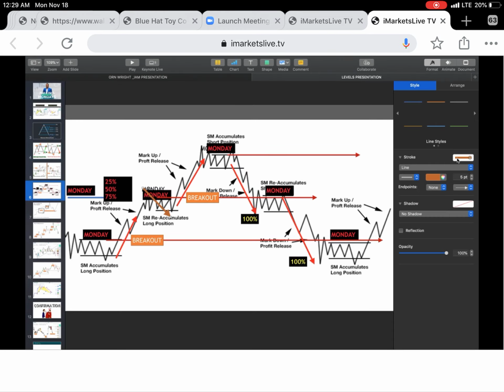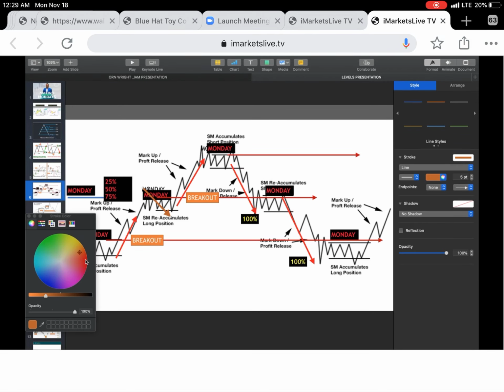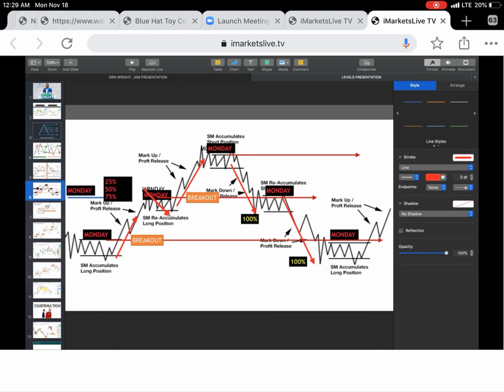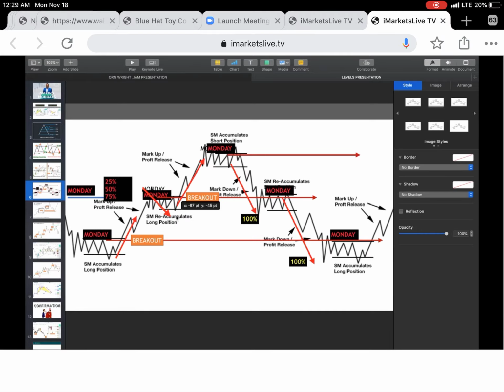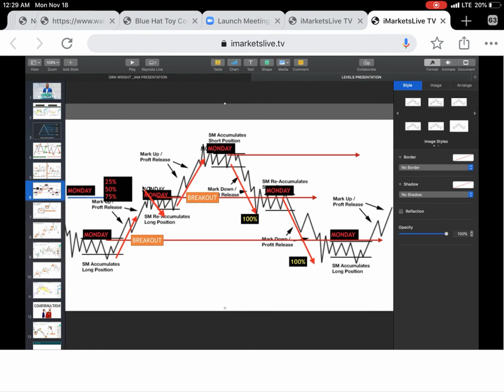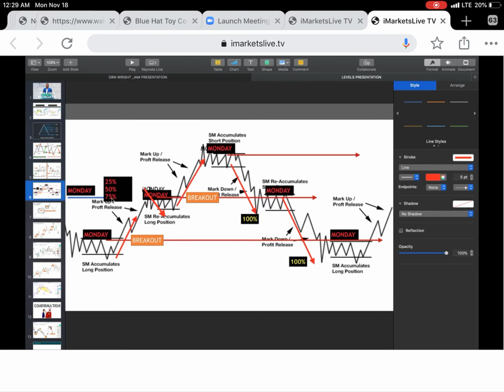So I'll just put this here, change the color. Let me just change the color to red, something that's going to stand out. Perfect. So as you guys can clearly see here, as this market just shot up to this high, right over here, it's going anywhere between 25, 50, and 75% of the previous Monday's zone.